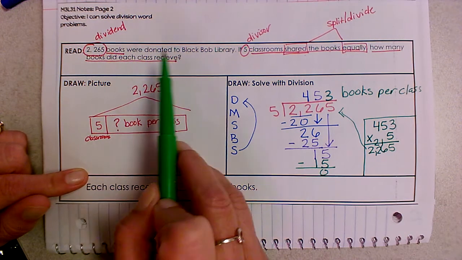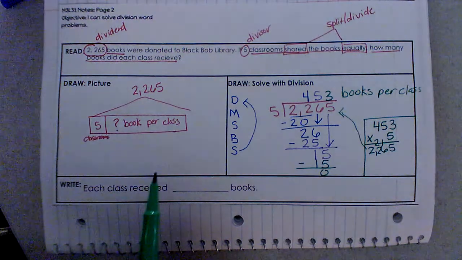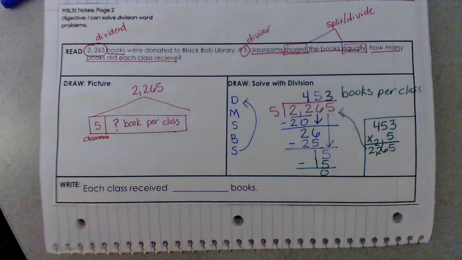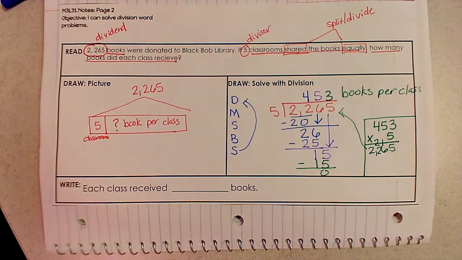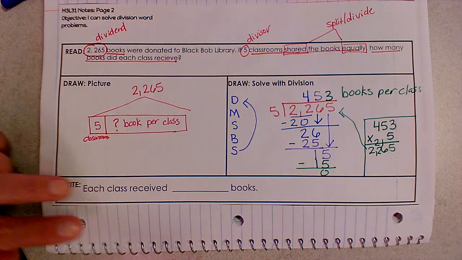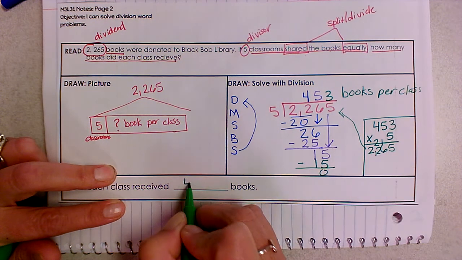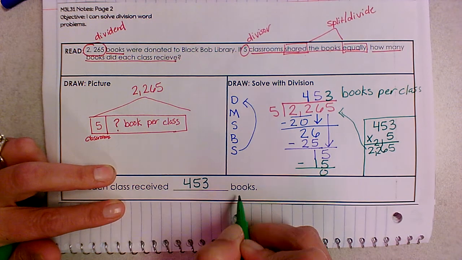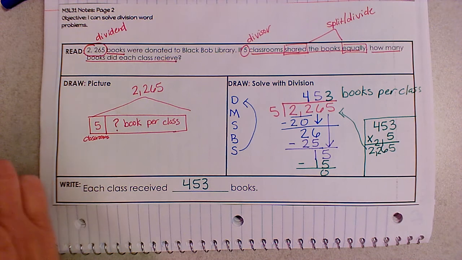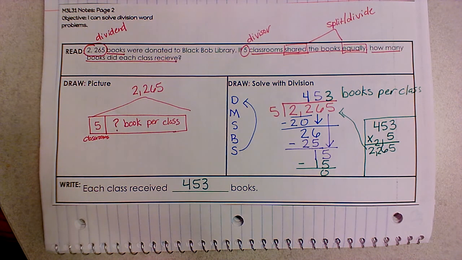So let's answer the question. How many books did each class receive? Each class, sorry, 4th grade. Each class received blank books. What was our answer? 453 books. 4th grade, you're going to be doing this with consensus maps. Good luck today.